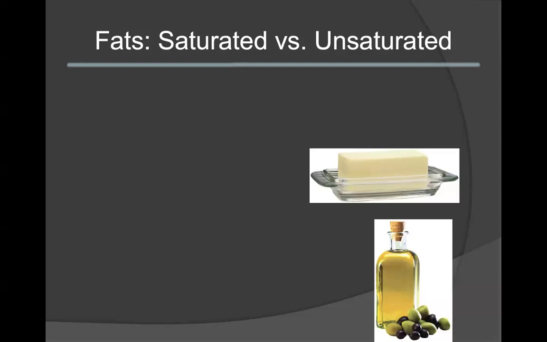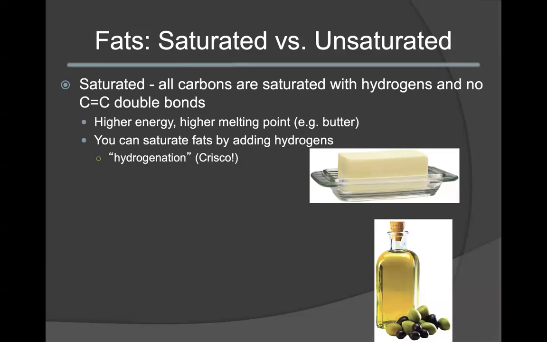Fats are considered to be saturated or unsaturated. What that means is that when you have a saturated fat, that means all the carbons in that fatty acid tail are considered to be saturated with hydrogens. There's no carbon-carbon double bonds in that fatty acid tail. As a result, these compounds have higher energy value. They also have a higher melting point. A good example of this would be your butter or your lard.